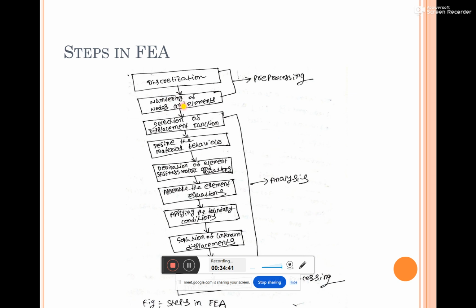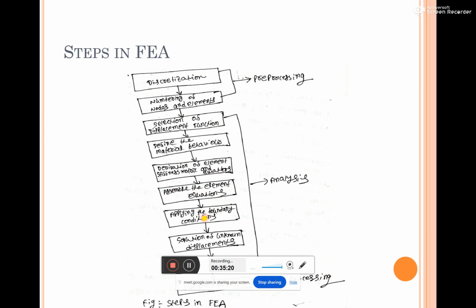In the analysis, you have to select the displacement function. After that, you have to define the material behavior. After that, you have to derive the stiffness matrix and related equations. Then you assemble all of them, because you apply the different equations to the individual elements. After that, you have to assemble all those related equations and develop the global equation, which comes under the assembly of the element equations.